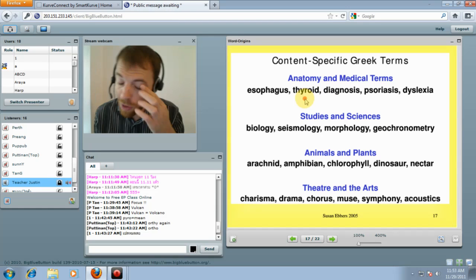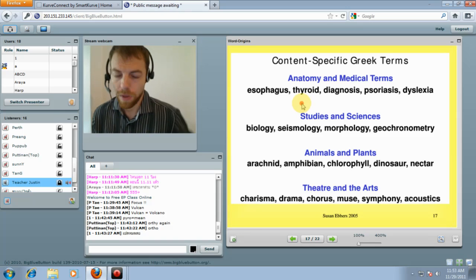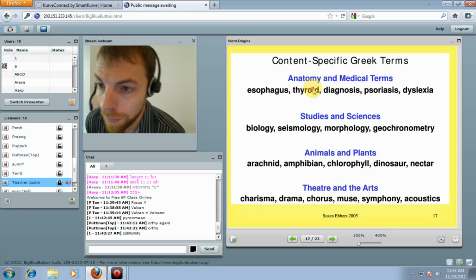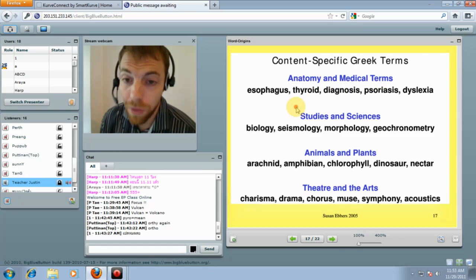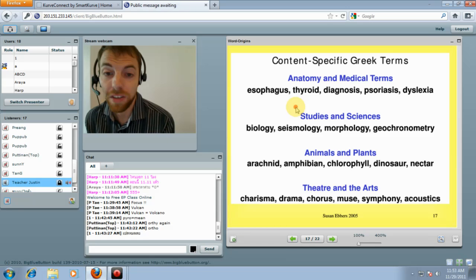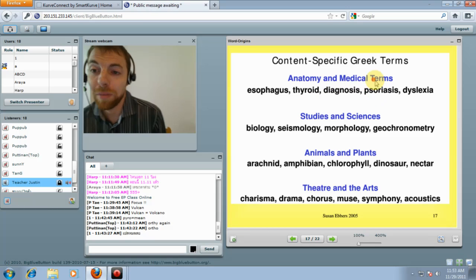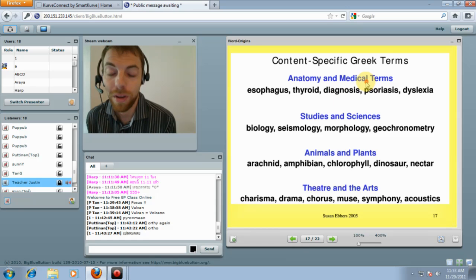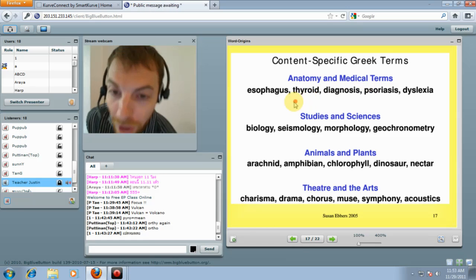So anatomy and medical terms. If you are studying about the body, or to be a doctor, if you want to be a doctor, you need to learn all the Latin words. Almost everything about being a doctor in the medical world is Latin. So very, very important to learn your Latin words.